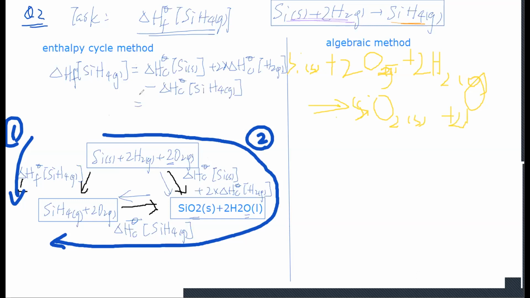So you are going to do the same action. So for the silicon, it is minus 911 plus 2 times minus 286 minus negative 1517. And what you will get, it is plus 34 kilojoule per mole. The same. The same. Okay.